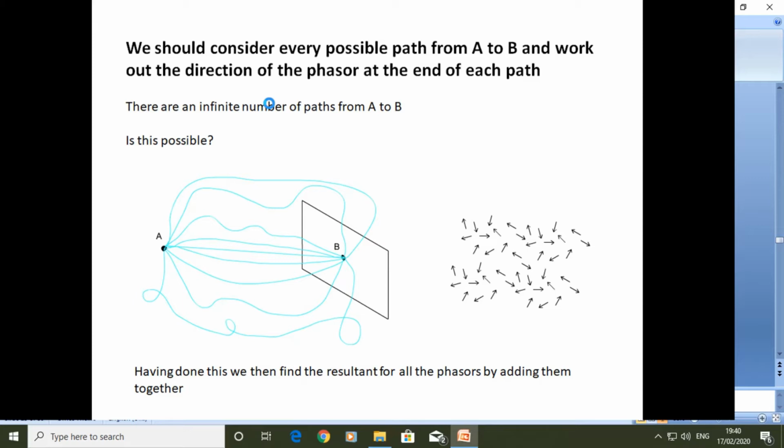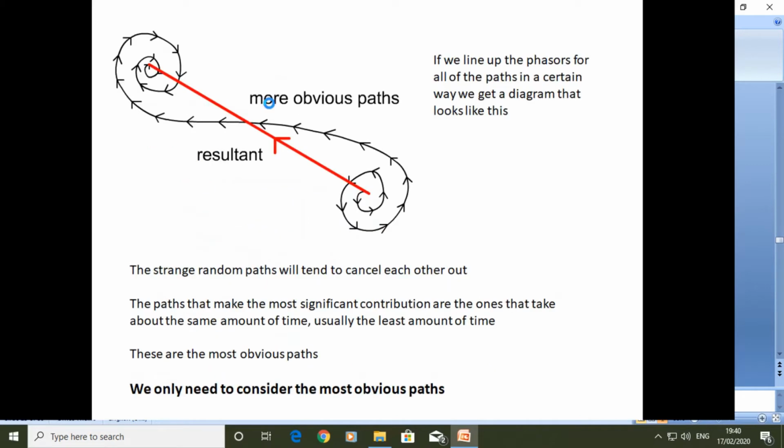And our job is to work out where the phasor is going to end up at the end of each of these paths. And when we've done that, what we do is we find the resultant. We add all the phasors together and we find the resultant phasor. This is obviously impossible unless you consider this, that basically we only need to consider the more obvious paths.